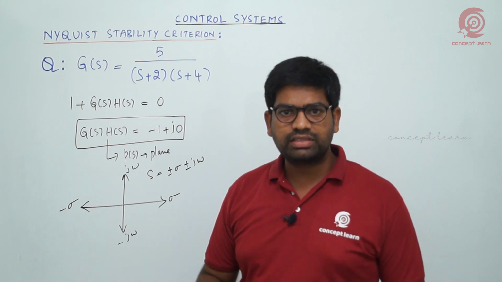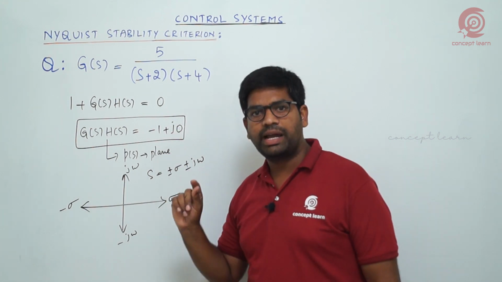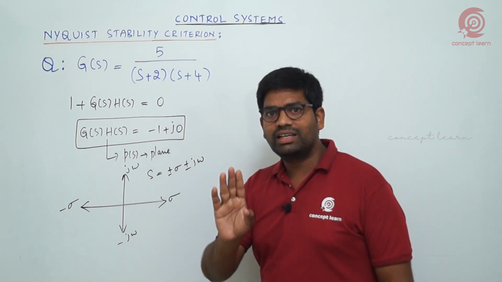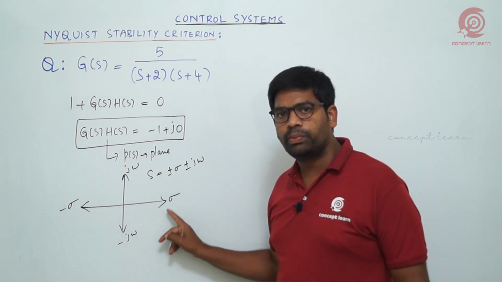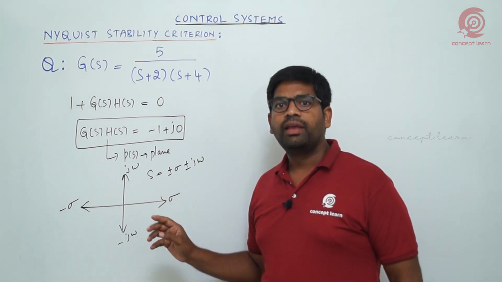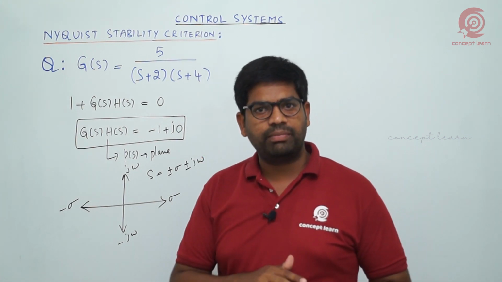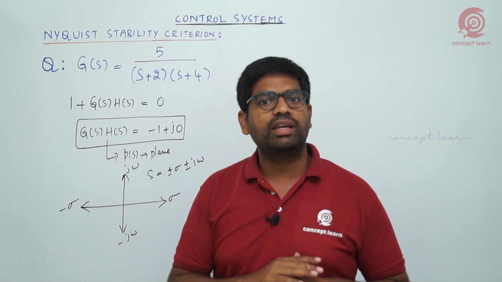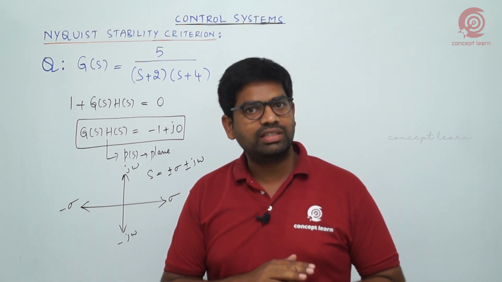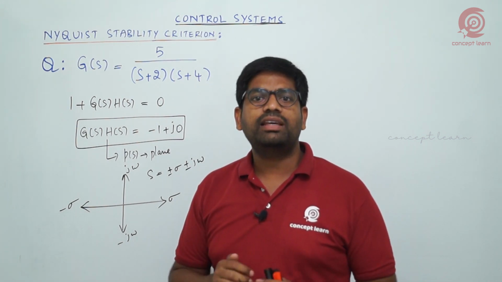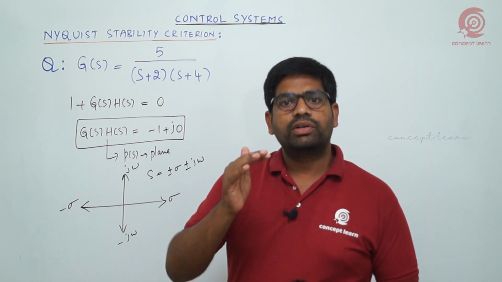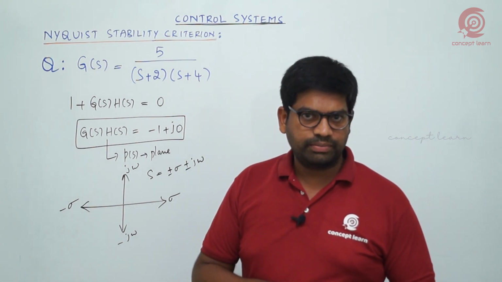Whenever the number of encirclements for the critical point -1 + j0 is equal to the number of open loop poles located in the right half of the S plane, then the number of zeros located in the right half of the S plane becomes 0. So the system becomes absolutely stable. This is the stability criteria based on the encirclement concept.